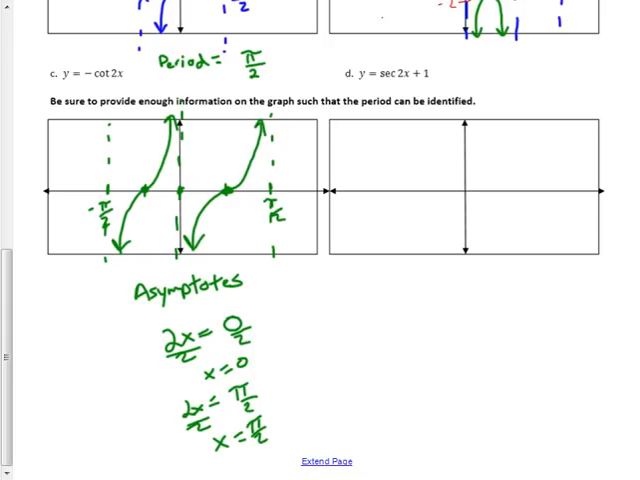Last one, part D. So I've got secant, so I need to know that this is actually going to be a cosine graph. So in the cosine graph, I'm going to find the period, which is 2 pi divided by 2, which is just pi. I'm going to find the amplitude, which is 1. I'm going to find a horizontal shift, which isn't there, and I'm going to find a vertical shift, which actually is a 1.